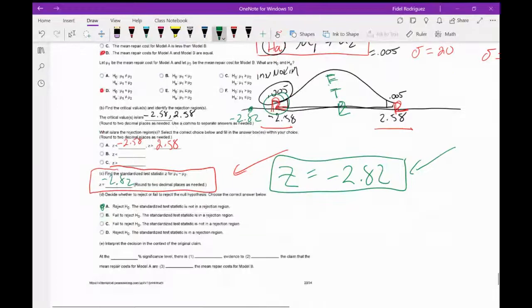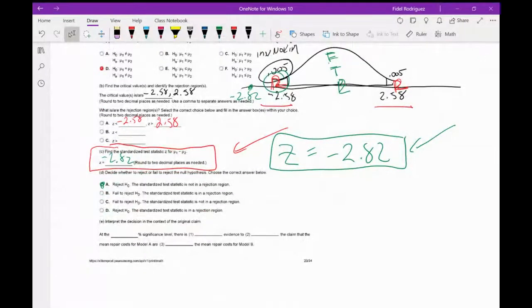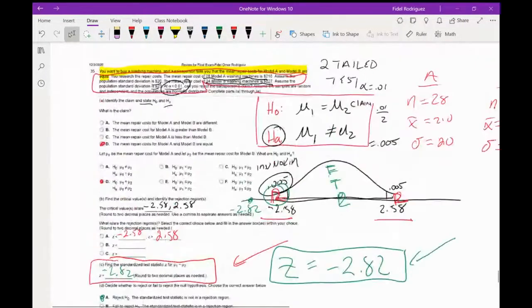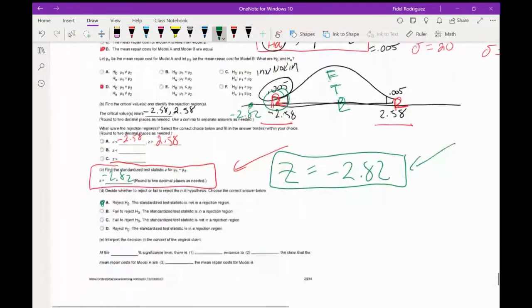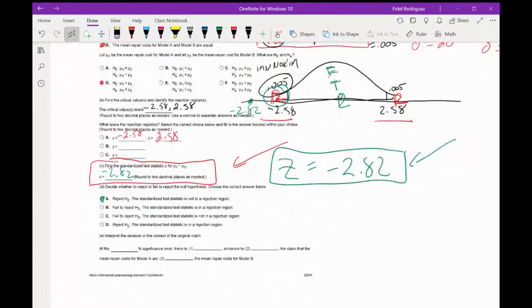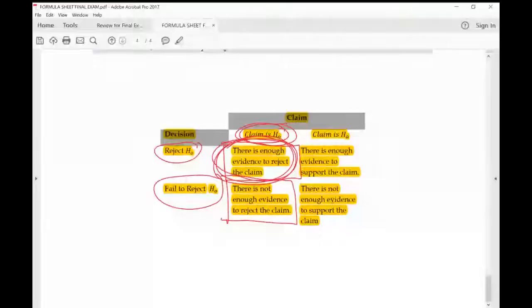Okay. And now, when we get to the next part here, let's see, what was our claim? I already forgot what our claim was. Our claim was the null, right? And we rejected it. So let me stop sharing this so I can share the cheat sheet with you guys one more time. All right, here we go. So my claim was the null, and we rejected it. So we're going to say there is enough evidence to reject the claim.